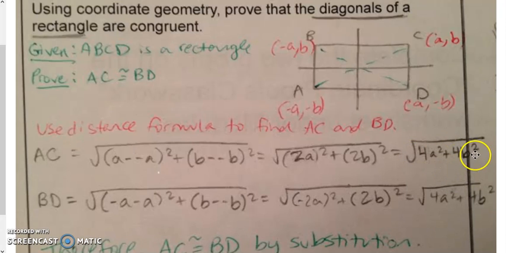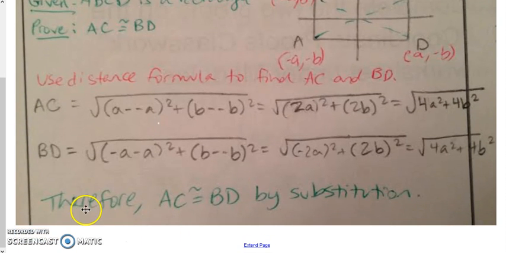Really, the order of operations tells us we would have to do what's inside the grouping symbol, which the square root symbol is a grouping symbol, so we'd have to do what's inside before we actually took the square root of it. So no way we can simplify what we have there. And we finish it the same way, stating therefore AC is congruent to BD by substitution. Really, these should have bars on top for showing that they're segments.